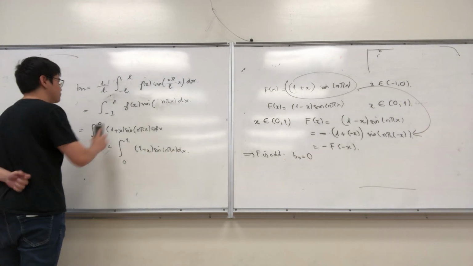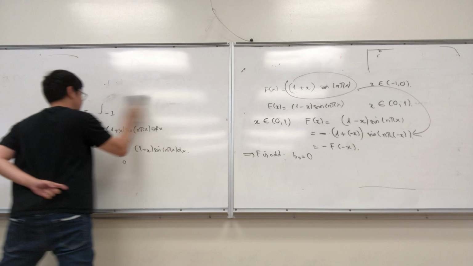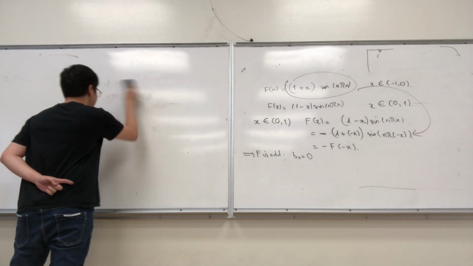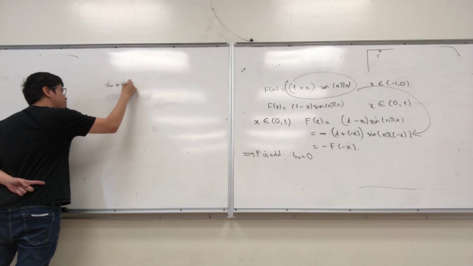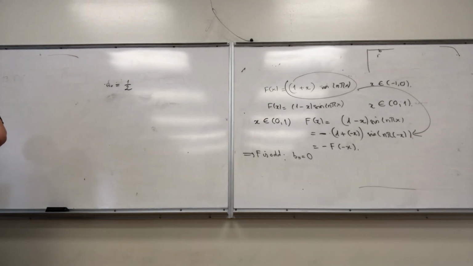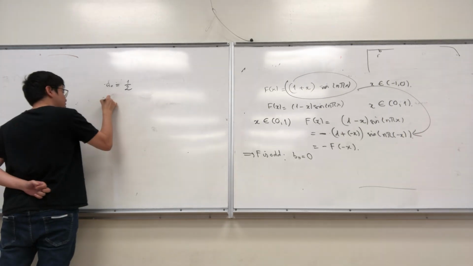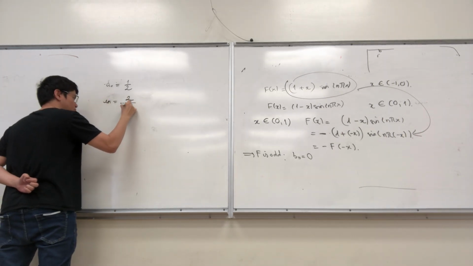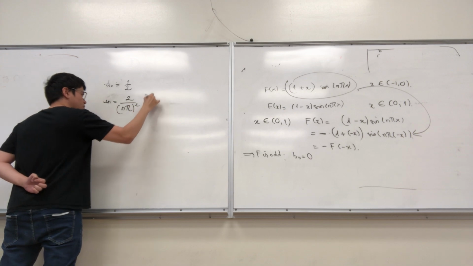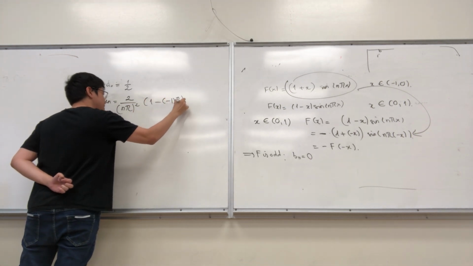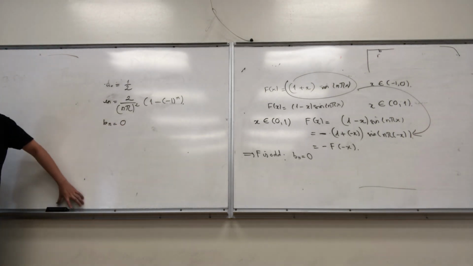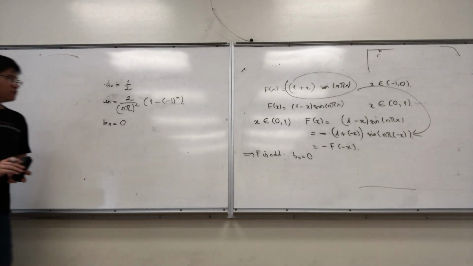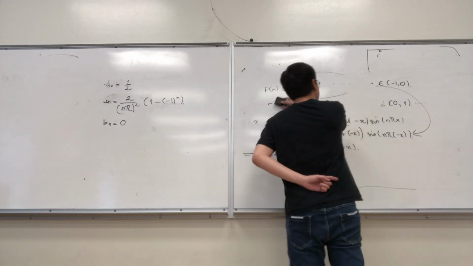So, conclusion. A0 is 1/2. An is 2 over (nπ) squared times (1 minus (-1)^n), and Bn will be 0. All right? Is it clear? Right. So again.